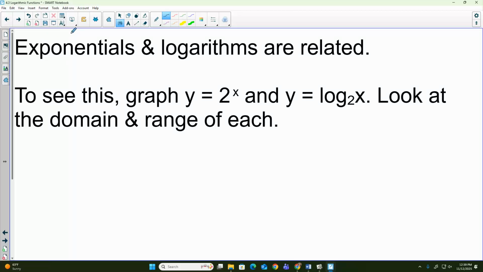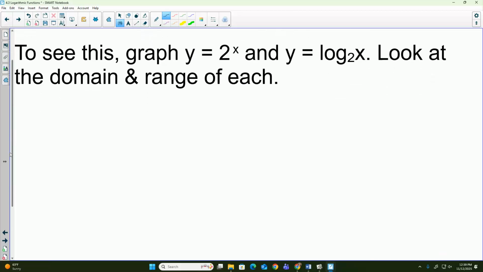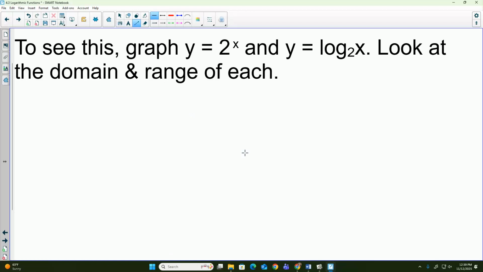So we're seeing that there's a relationship between exponentials and logs. We can go back and forth between the two really easily. So if I want to look at the graphs, I'm going to go ahead and graph both of these. y equals 2 to the x.